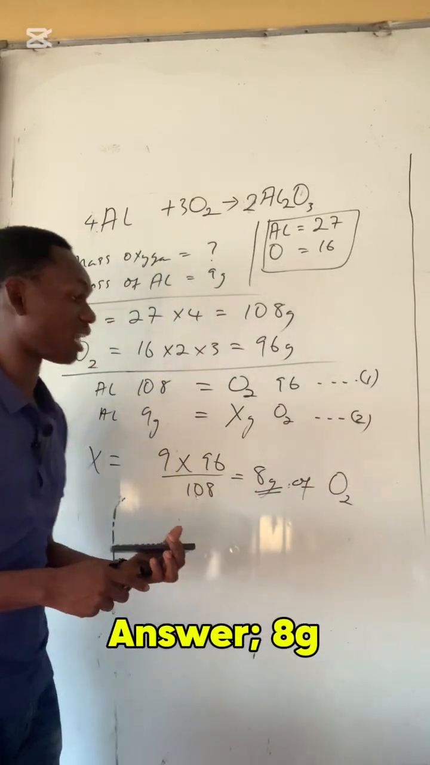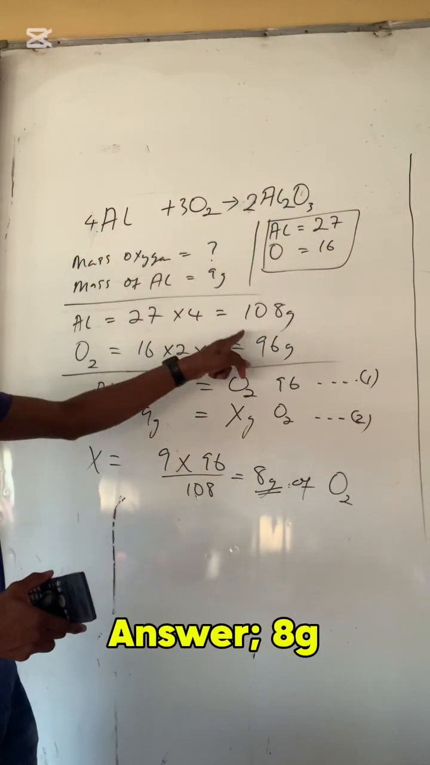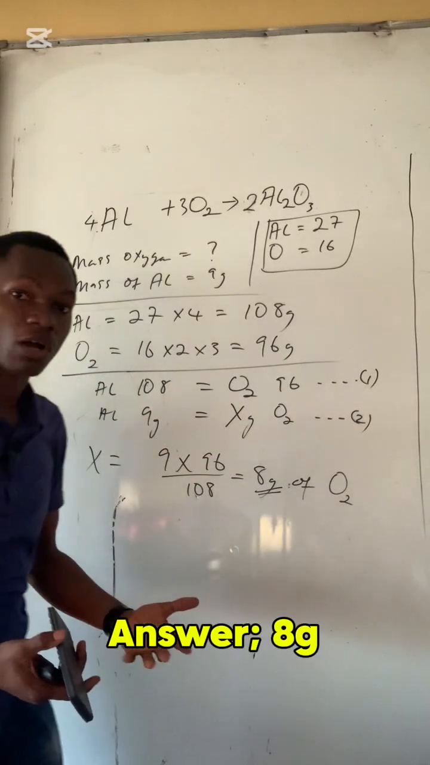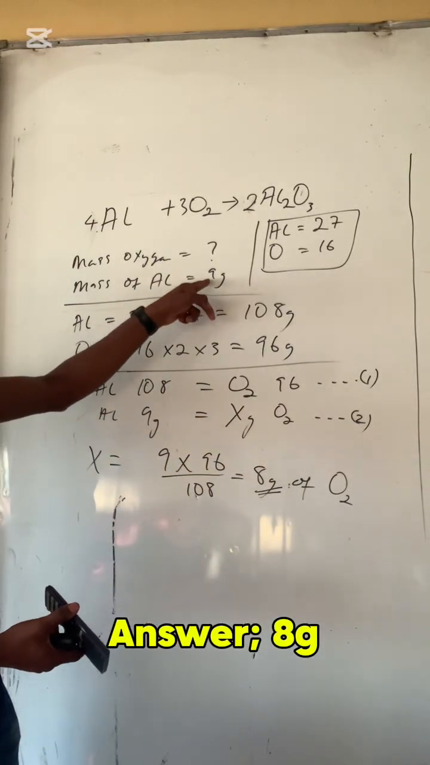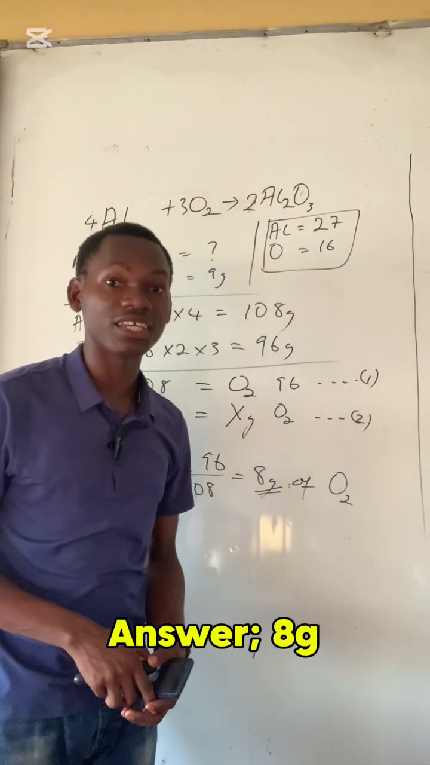So what this simply means is that from the balanced equation, aluminium is 108, oxygen is 96. Now, the question that we are asked, what if the aluminium is 9? How much mass will the oxygen be? Because we multiply, and then we get 8 grams.